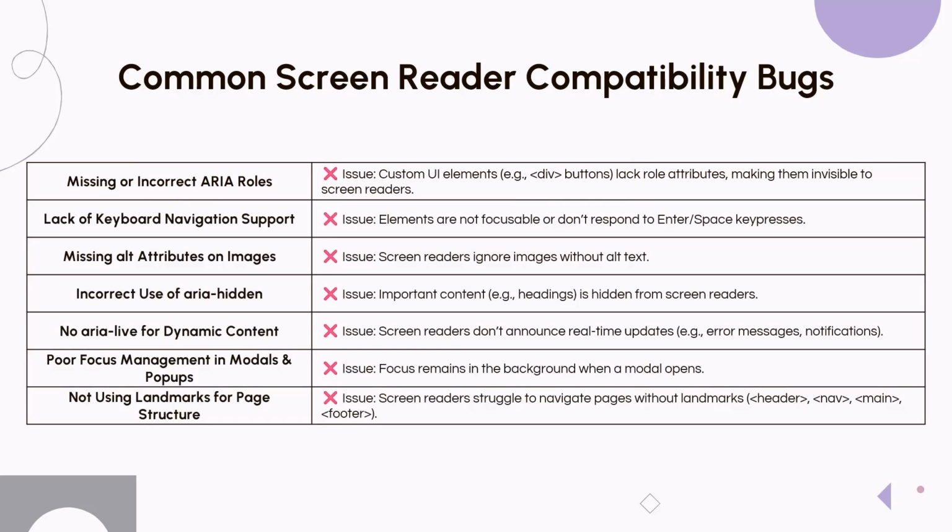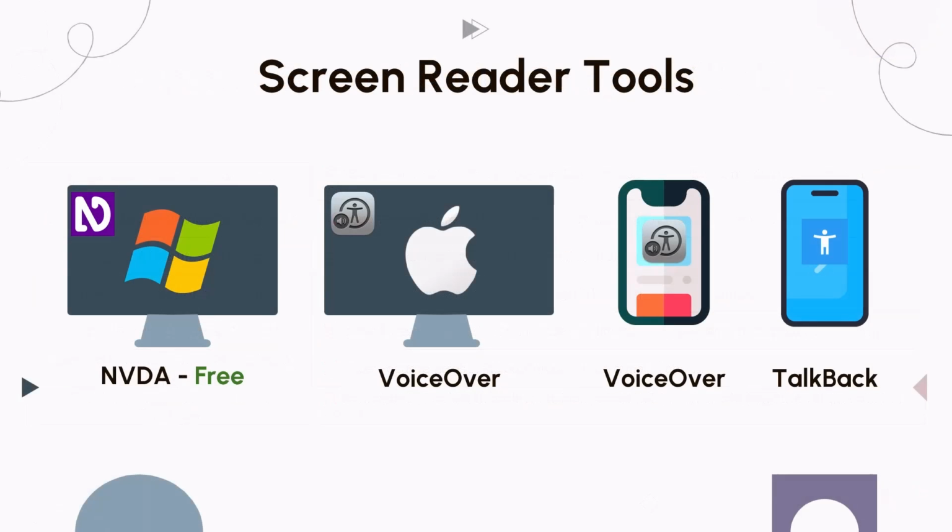However, it is only one thing, and there are many more. For example, a lack of keyboard navigation support, missing alt attributes on images, incorrect use of aria-hidden, no aria-live for dynamic content, poor focus management in modals and pop-ups, not using landmarks for page structure, and others. In the upcoming videos, we will show you how to use common screen reader tools and demonstrate how common issues for screen readers appear in practice.